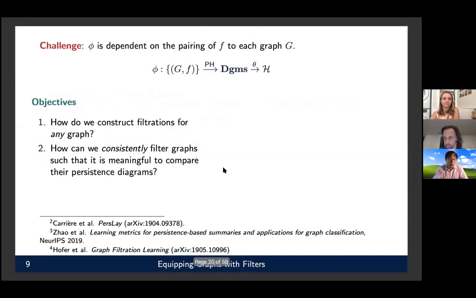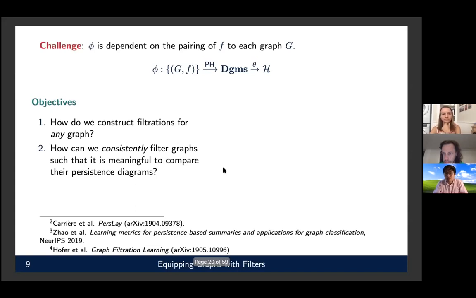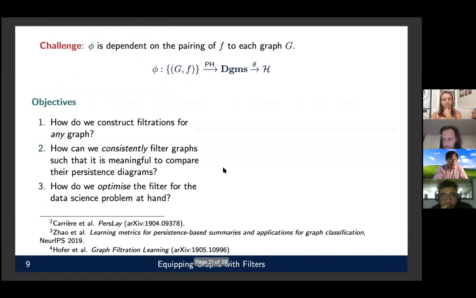And we want to filter graphs in a consistent way such that, if we say there's a certain distance between the persistence diagrams, that somehow reflects a notion of similarity between those graphs. I mean, this is a hard question. I don't think there's a very clear solution to this, and we're not claiming that we have a solution to this, but this is an ideal that we do want to aim for. And the third point is, we do want to find ways to optimize these filters such that they're adapted to whatever data science problem we want to solve and our particular data set.